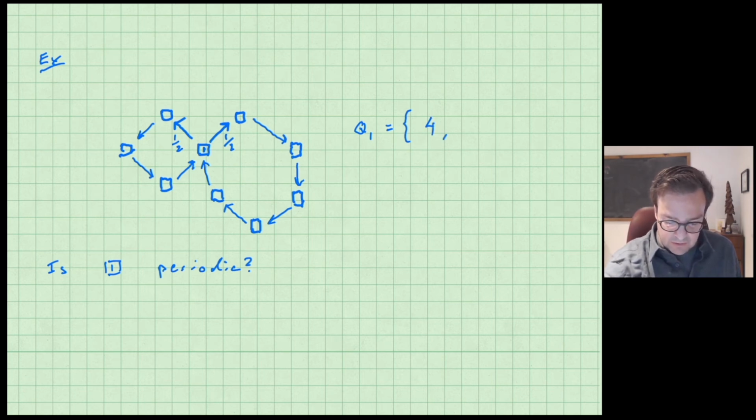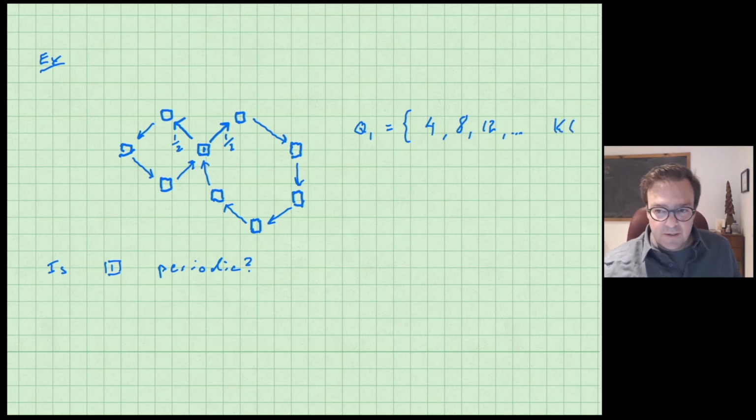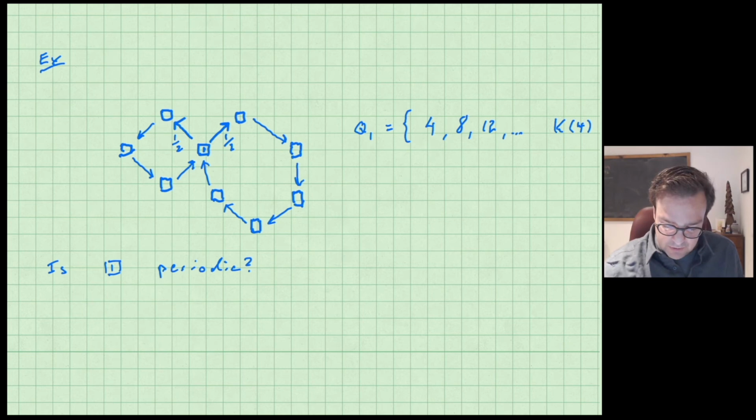So then 8 is possible, 12, and so on. So integer multiples of 4. I'm going to write that over here, k times 4. Right, so that's one possibility. Another possibility is just going around loops on the right, and those come in multiples of 6. So you see 12 shows up again. So this is k times 6.